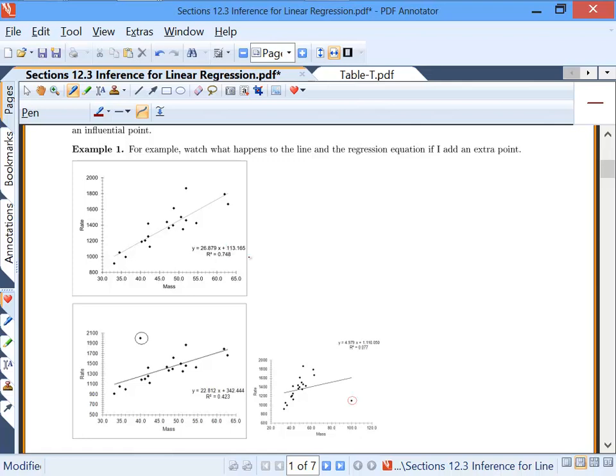Okay. And our R-squared value is 0.748, so we can explain about 75% of the variation in our y values by our line. That's not great, but that's fairly good. I can probably make fairly good predictions. Okay, notice what happens when I add in this point. What happened to the line?